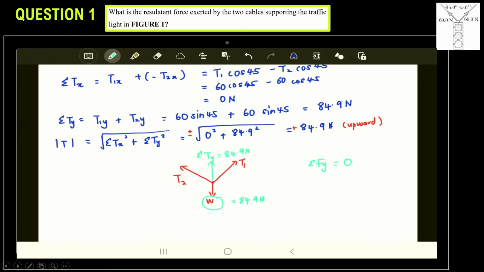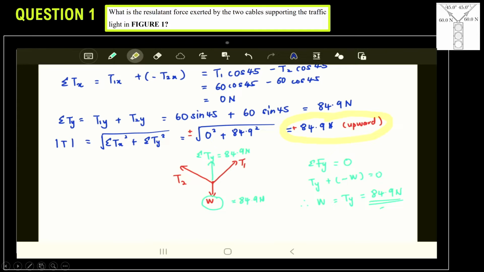When we write the total Fy, what is the total force Fy we have? It is the tension in the Y component, Ty plus negative W equals 0. Therefore, the weight of the traffic light is equal to Ty, which is 84.9 Newton. But the question did not ask for the weight of the traffic light. This is an additional explanation from me. This is about chapter 4. So the answer is this one, the positive answer, 84.9.